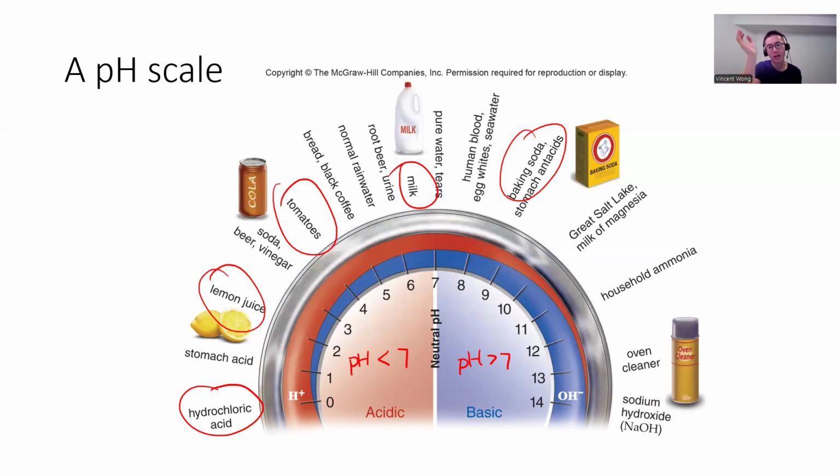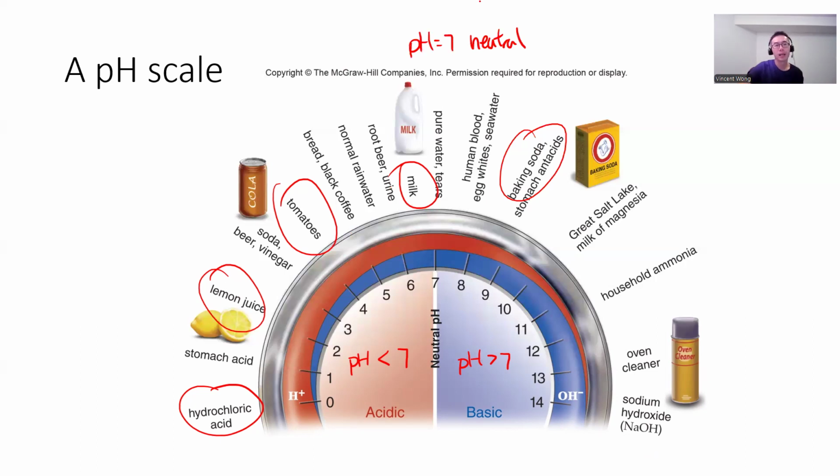Cleaning products are mostly basic. Bleach is basic. Ammonia is basic. Water is neutral. So when something is 7, then it's neutral.